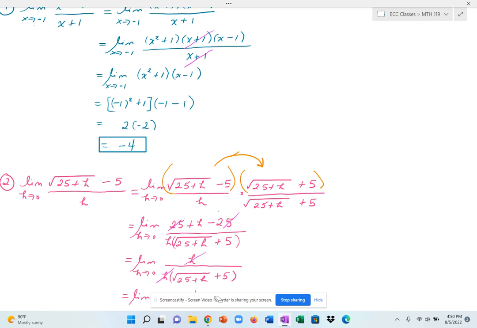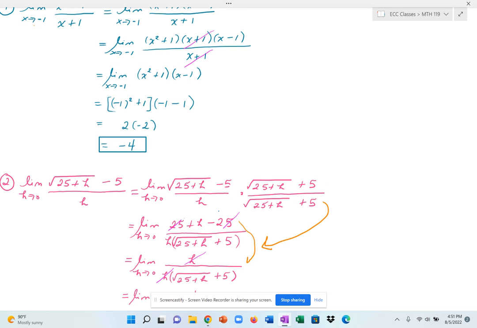And then the next number that you see on the next line is -5 times 5, which is -25. And the denominator, I just put them next to each other. Don't distribute the h. That doesn't really help. So you want to just leave them as a product. So now in the numerator, you can see that the 25s will cancel.